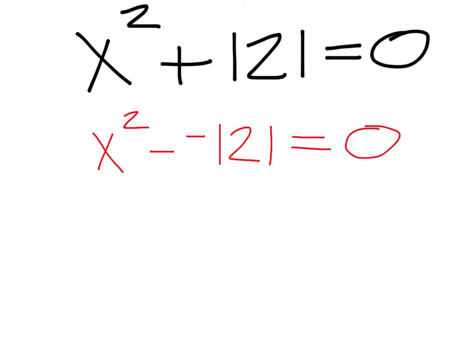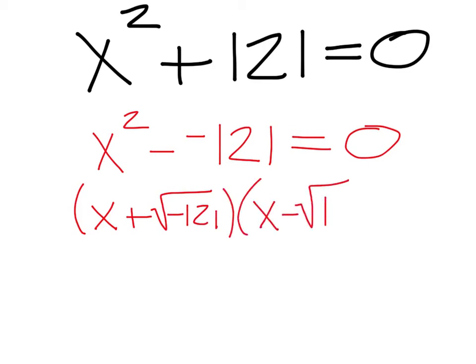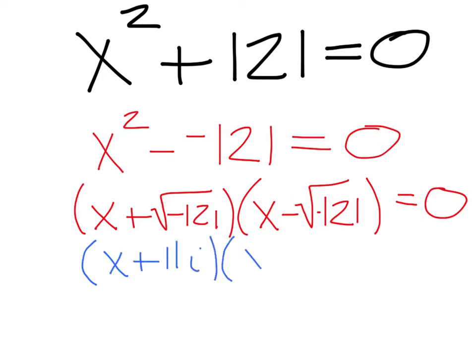X plus the square root of negative 121, right. And x minus the square root of negative 121. Right. Now what? It'd be 11i or negative 11i. Yeah. So you would do plus or minus 11i.